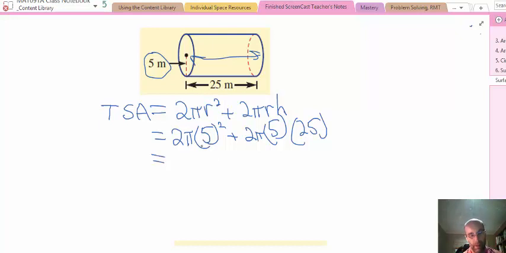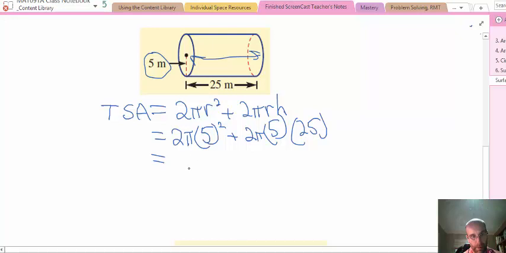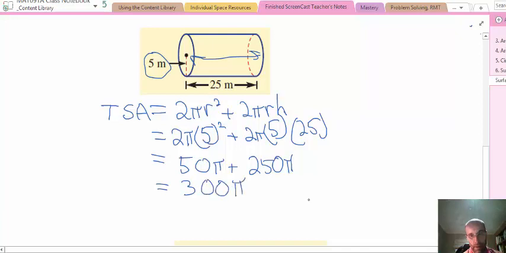Let's get our calculators now. We'll calculate it a little bit at a time. So 2 times pi times 5 squared is 2 times pi times 25, and 25 times 2 is 50, so that's 50 pi. Five times 25 is 125, times 2 is 250, that's times by pi there. So that's 50 lots of pi plus 250 lots of pi is 300 lots of pi.